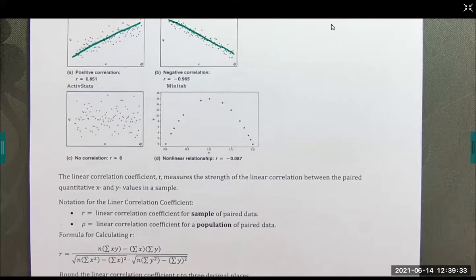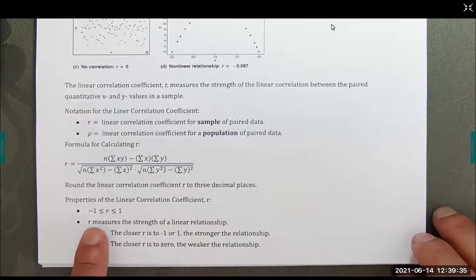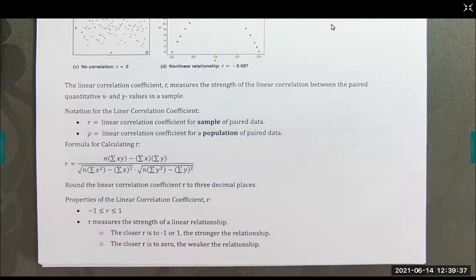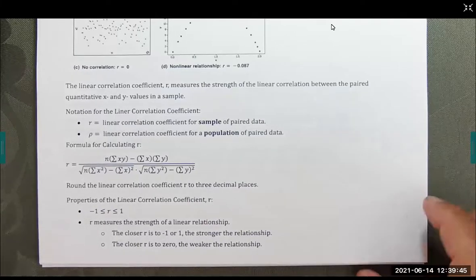Some properties about R: it's always between -1 and 1, and R measures the strength of the linear relationship. The closer to -1 or 1, the stronger the correlation. The closer R is to 0, the weaker the relationship.